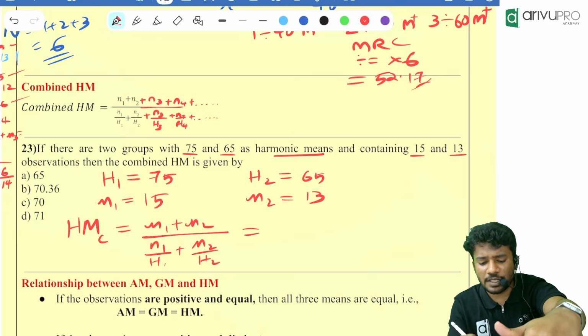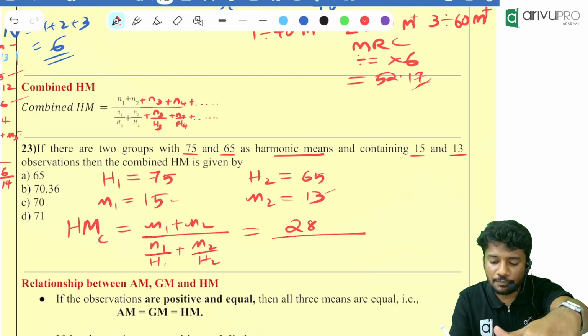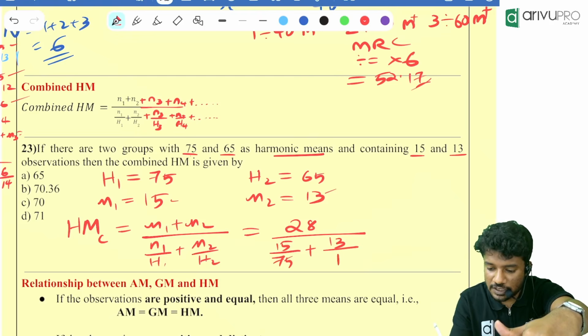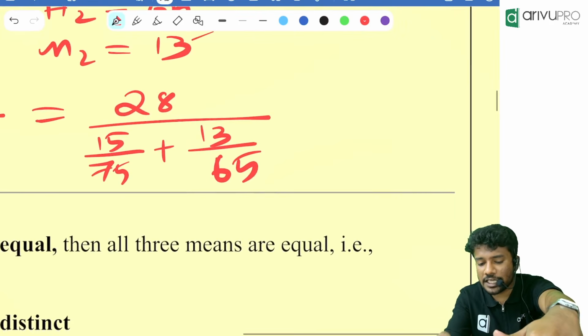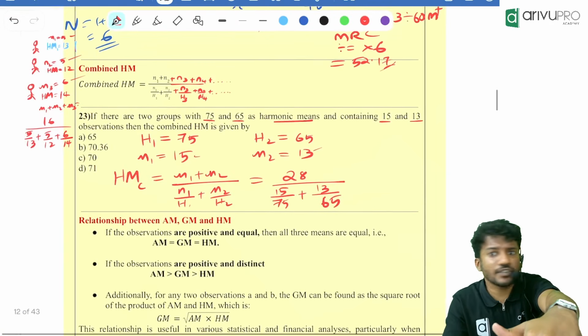People, N1 plus N2 is how much? 15 plus 13, divided by, first one, 15 divided by 75 plus 13 divided by 65. Take your calculator, get me the answer. Option C, 70. Exactly 70 everyone got.